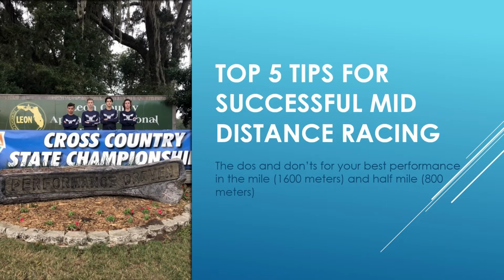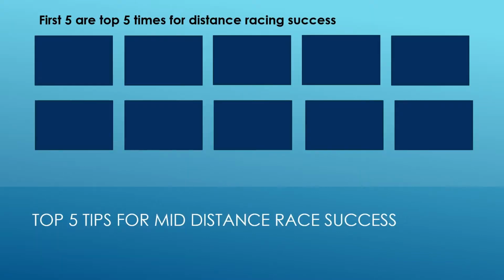This is sort of a companion piece to a video that I released yesterday. Yesterday it was the top 5 tips for successful distance racing, the 3,200 meters or 2 miles and the 5K. This one is about successful strategies for the middle distance races, which I'm going to classify as the 1,600 meter and the 800 meter, just because physiologically they're very different from the 3,200 meter and the 5K, and we'll take a look at why that is briefly here in some of these tips.